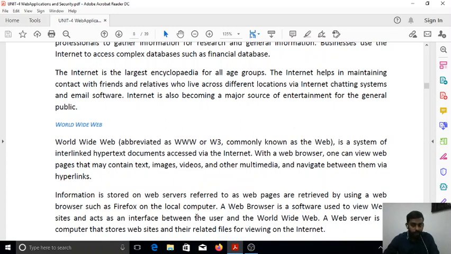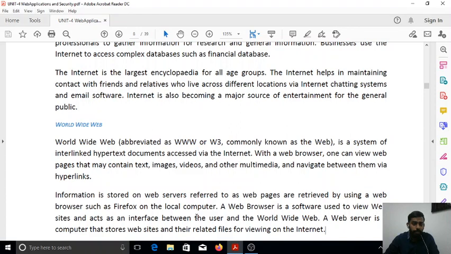A website or a web page, these are part of the World Wide Web, right? There will be different pages in a website, and all these pages are interconnected. With a web browser, one can view web pages that may contain text, images, video, and other multimedia documents, and navigate between them via hyperlinks.